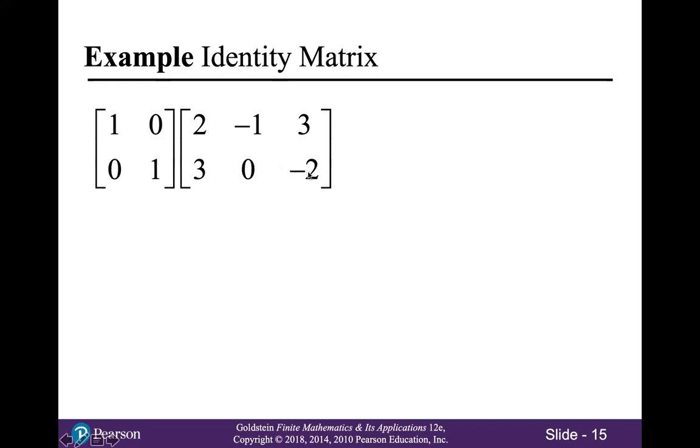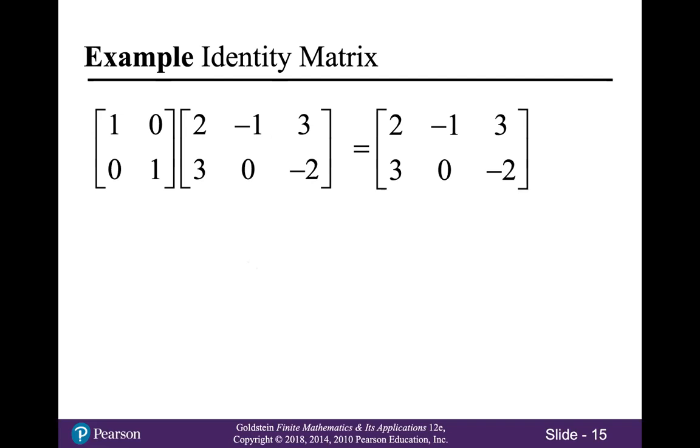Plus 0 times -2 is still 3. All right, so the first row of the product matrix is 2, -1, 3. Continuing to the second row, you just get the same matrix back. Okay, so we have the same thing with real numbers.